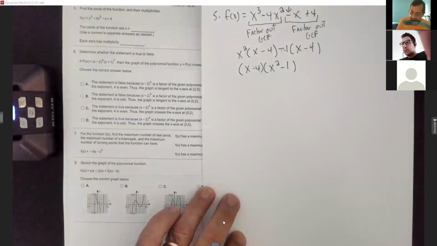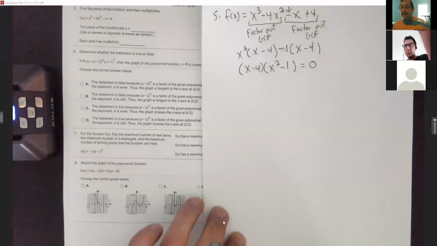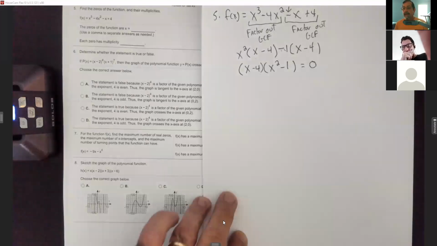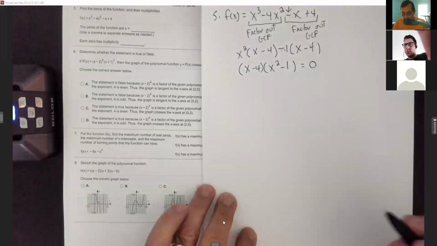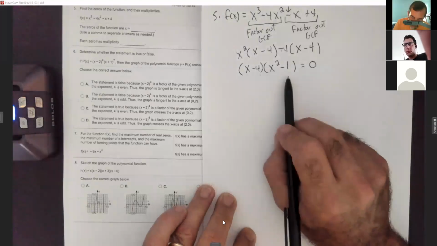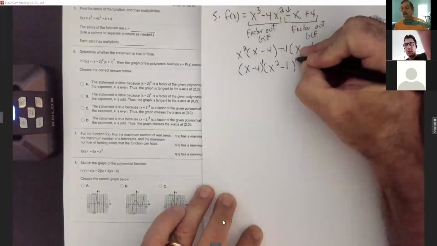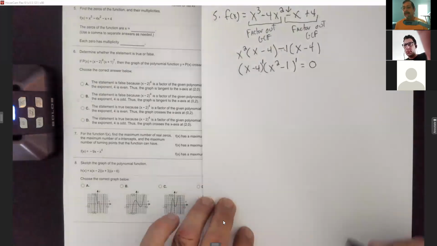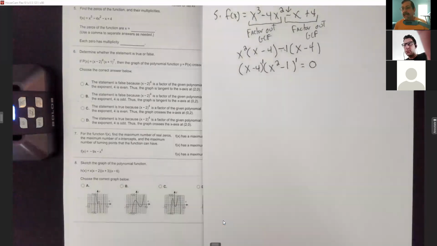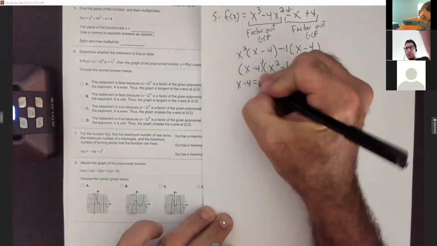Now that I've got it factored, I'm going to set it equal to 0 so that I can find all my zeros. Now notice, there's no exponents on the outside of these parentheses, so we would treat both of those like they got a 1 on the outside, which means whatever factors I get out now are going to have multiplicities of 1. All right, so we set our factors equal to 0.